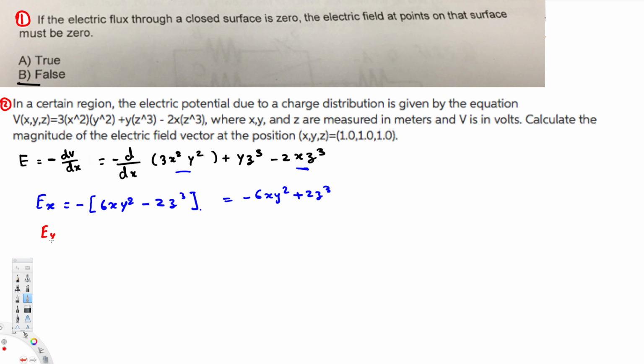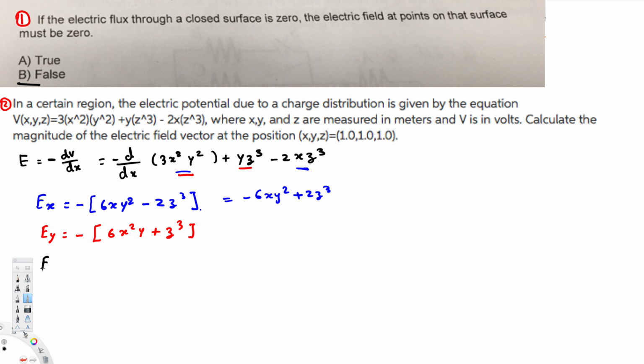Let's go for the y component, Ey. Ey is going to be only this one right here and this one. If you find the derivative of that, that's going to be 6x²y plus z³. So this is the derivative of this one. Let's go for the z component.